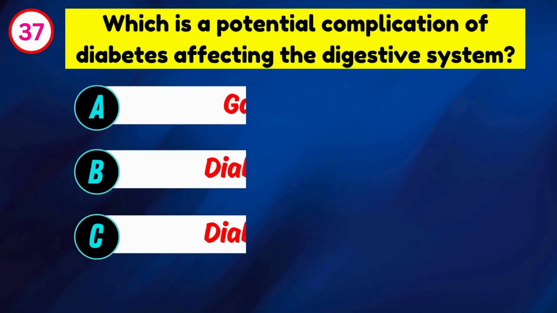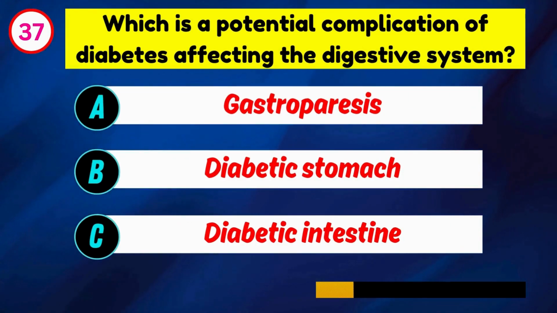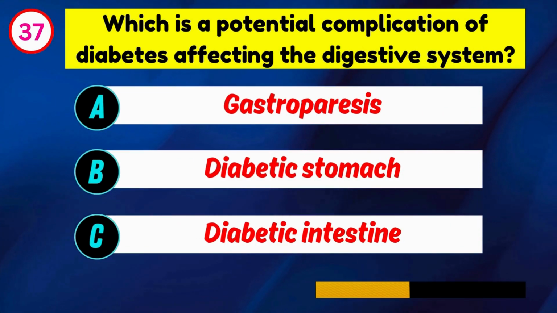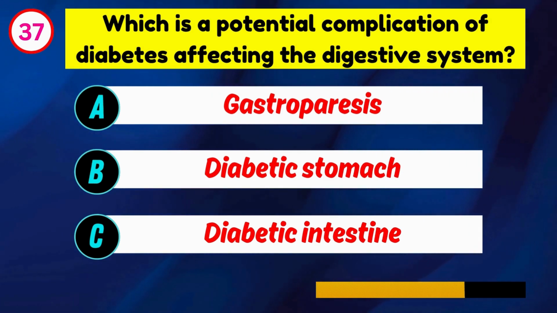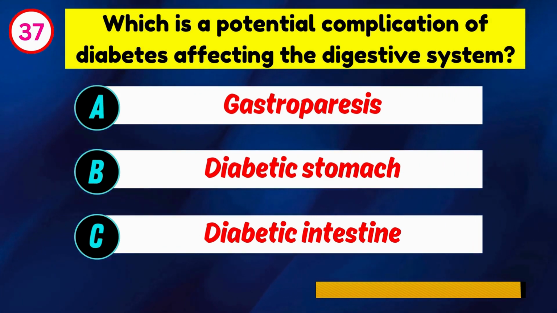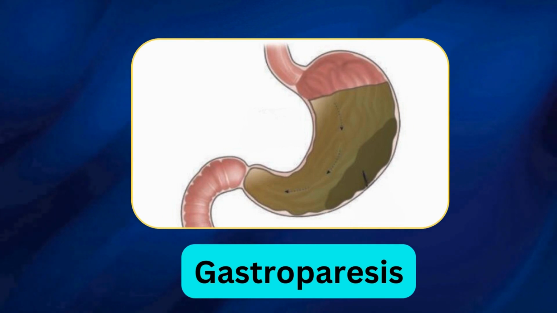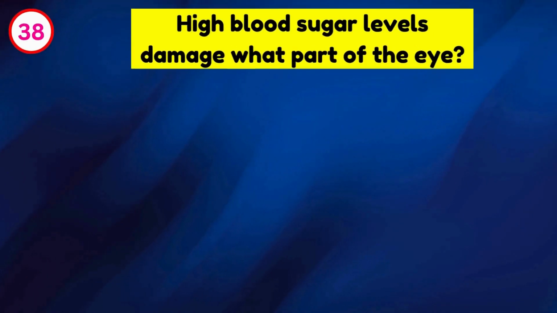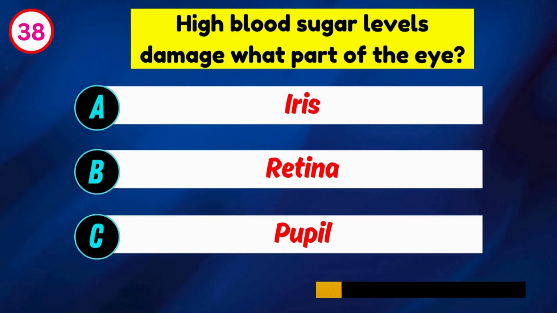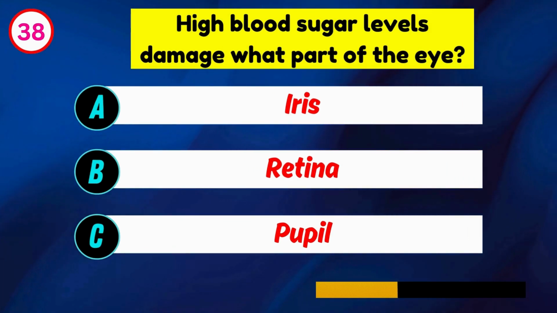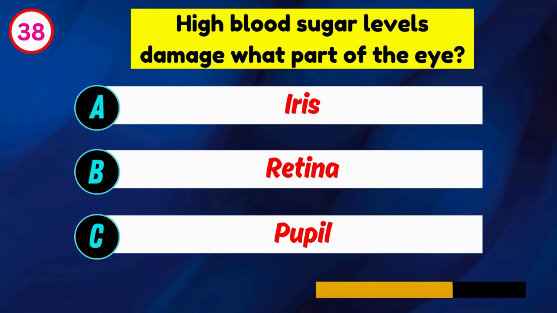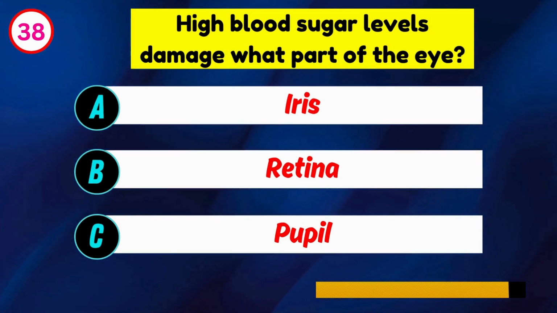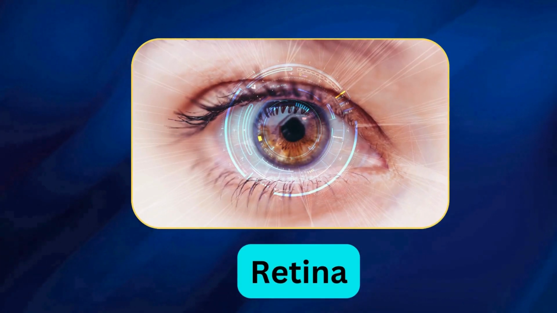Which is a potential complication of diabetes affecting the digestive system? Gastroparesis, diabetic stomach, diabetic intestine. Gastroparesis. High blood sugar levels damage what part of the eye? Iris, retina, pupil. Retina.